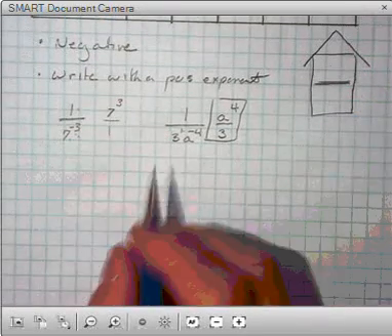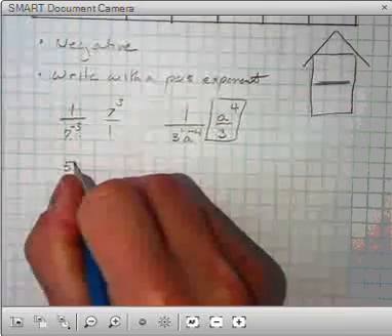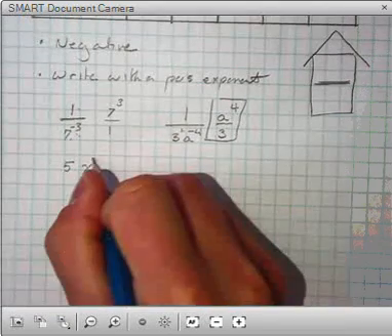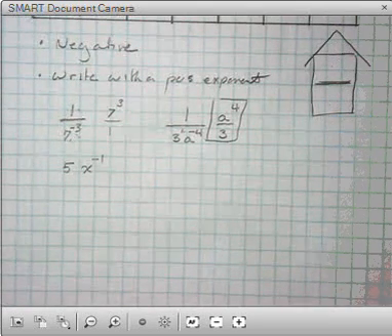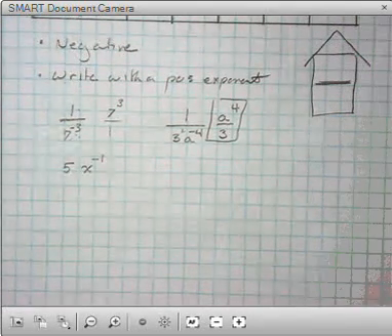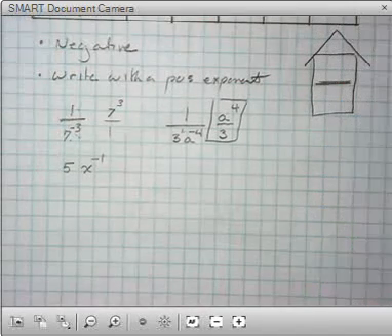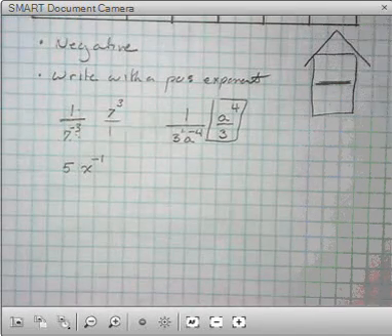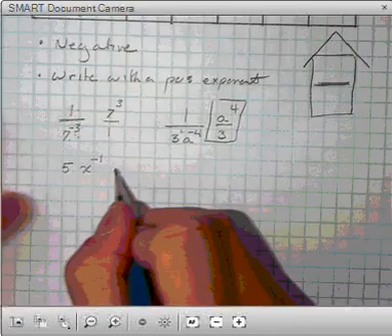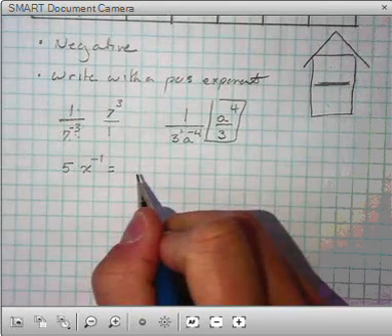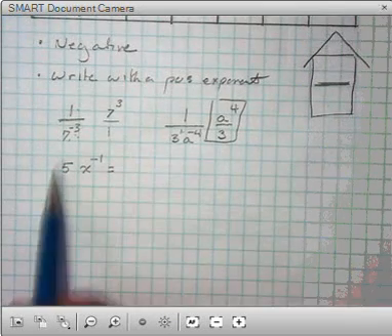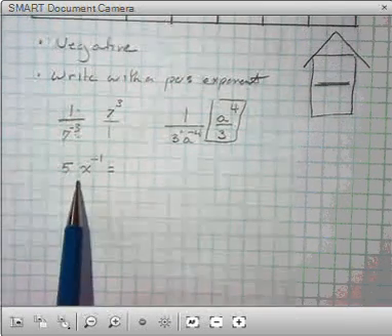Let's say you've got 5x to the negative 1. Write that using positive exponents. Try that on your own. Anybody think they got it? Greg, what'd you get there? x, 1 over 5? Are these currently upstairs or are they downstairs?